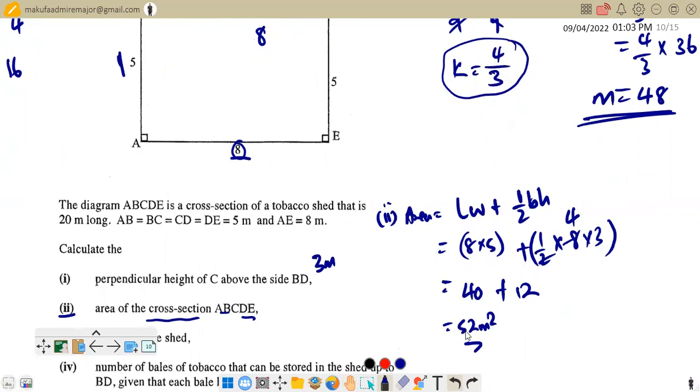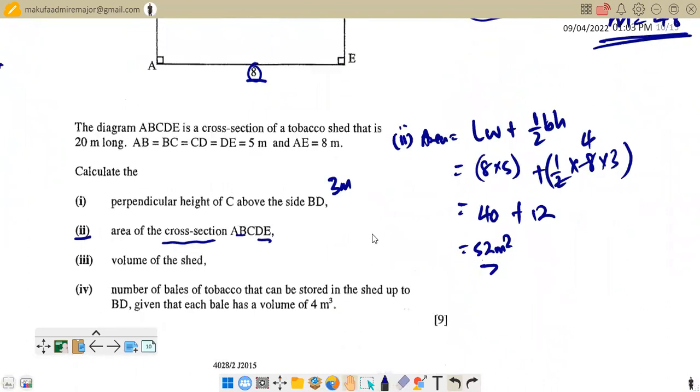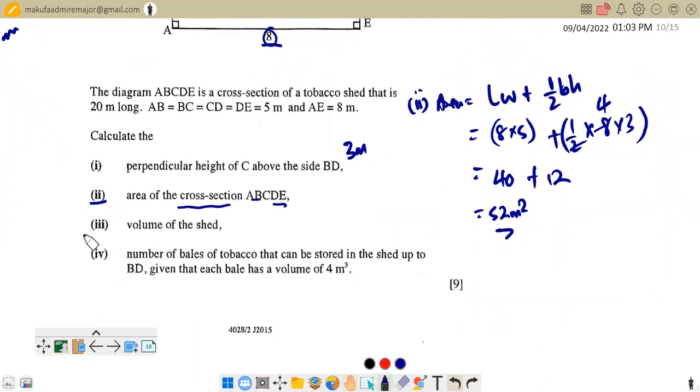So take note, guys, of the information that you are given. All right, so I think this part we are done. We move on to the other question. The volume of the shed, which is item 3. We need now the volume of the shed. So how do I find the volume of the shed?